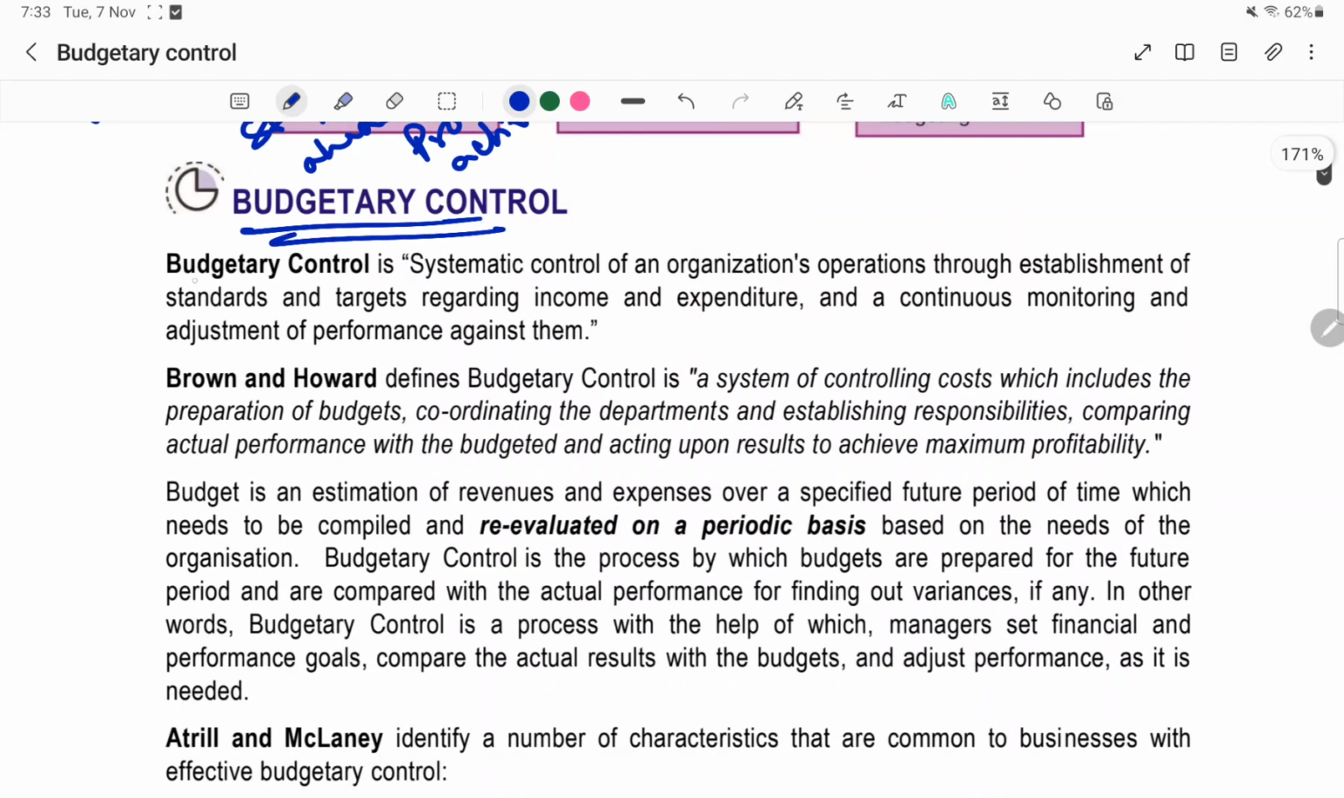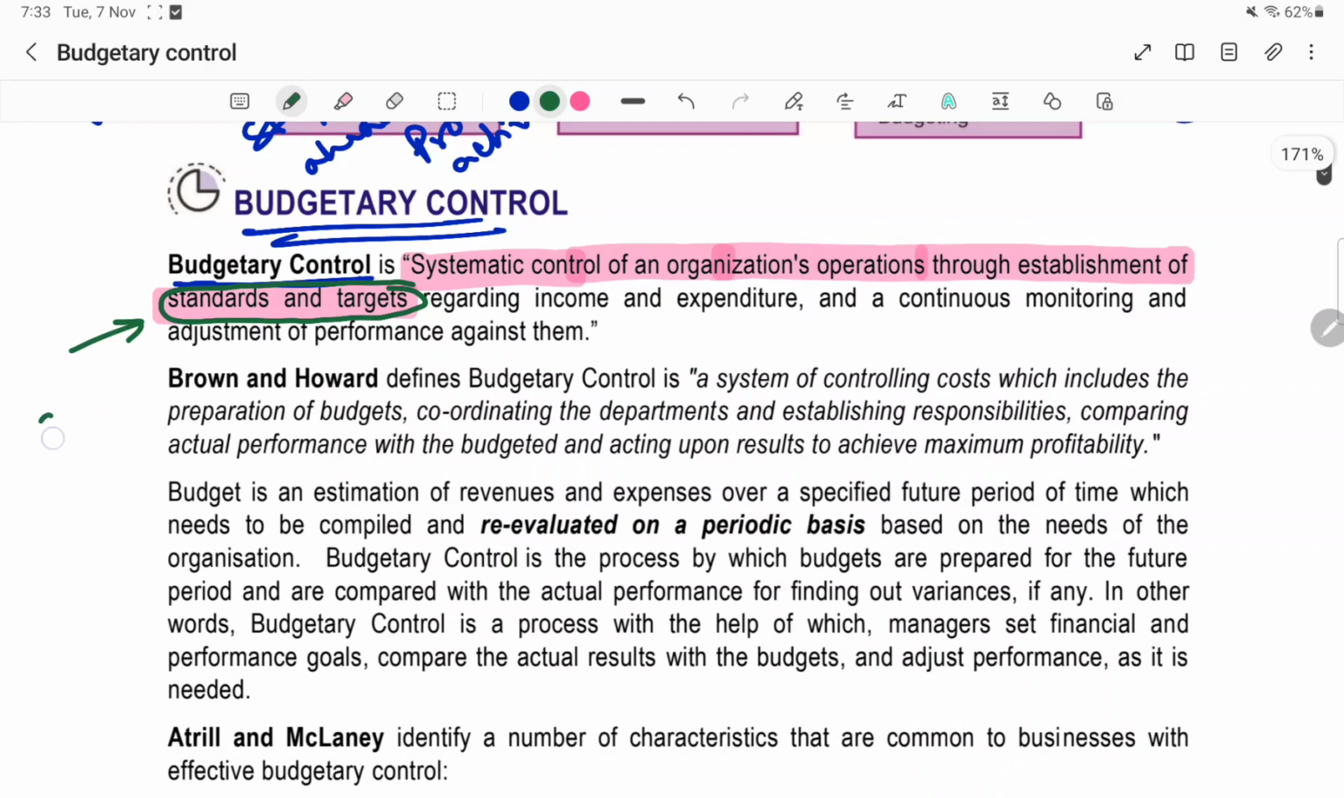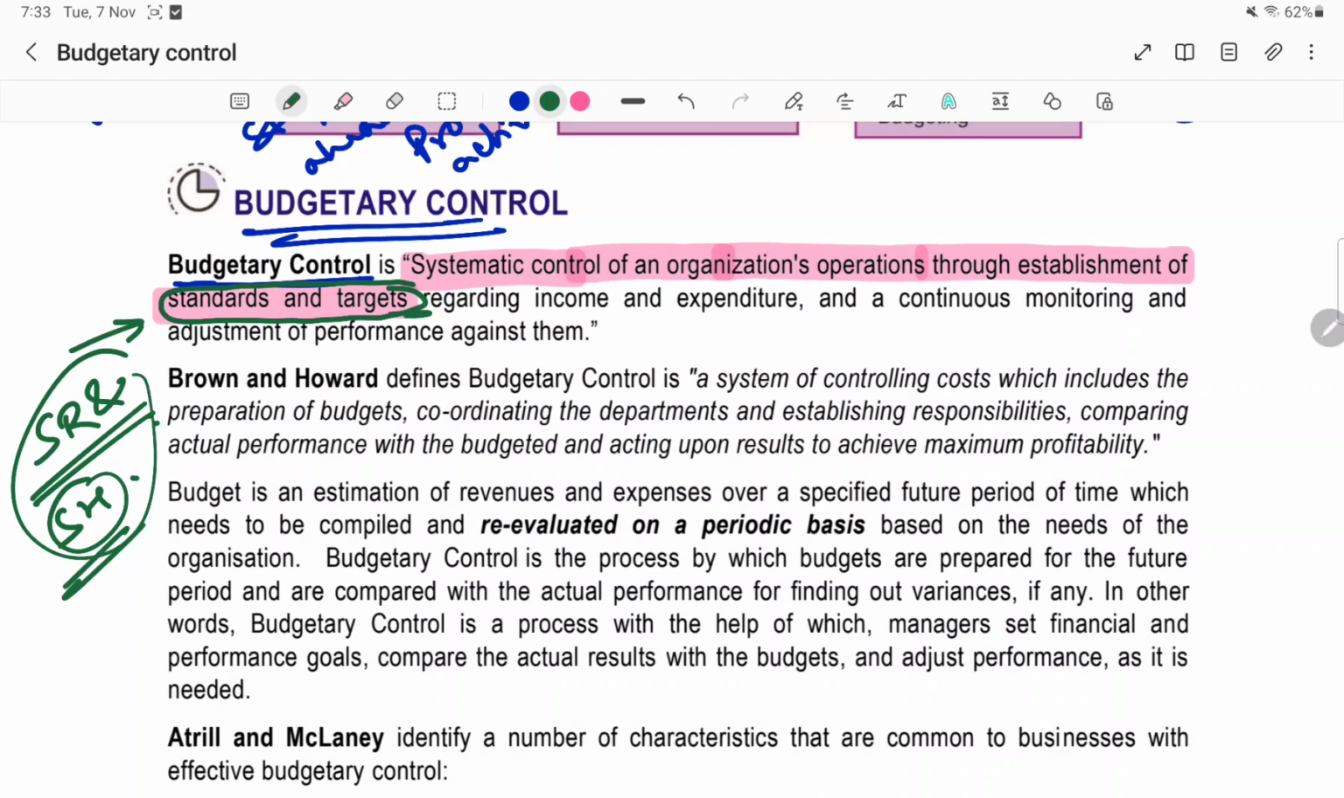Budgetary control. What is budgetary control? See, it is a systematic control of an organization's operations through establishment of standards and targets. See, the keyword you got here itself. The keyword is standards and targets. What we do in budgetary control, we set the standards and targets. In standard costing also, you might have studied that there is standard rates, there is standard hours. So there is a standard set, standards and targets. Regarding what? The income and expenses, that is the revenue and expenses.